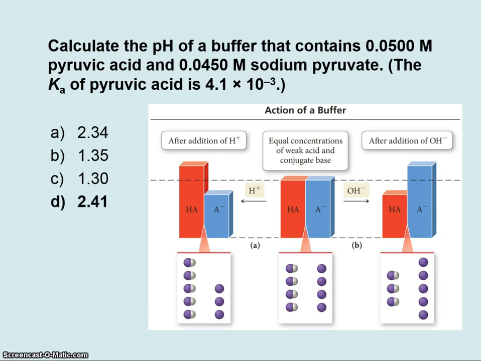The answer is 2.4. I need to take the pKa of this, so it's going to be minus base 10 log of Ka. This is going to give me the pKa. Here is my conjugate acid, and this is my conjugate base. So when it comes to the log of the ratio, this guy is going to be the one on the bottom, and that's going to be the one on top.